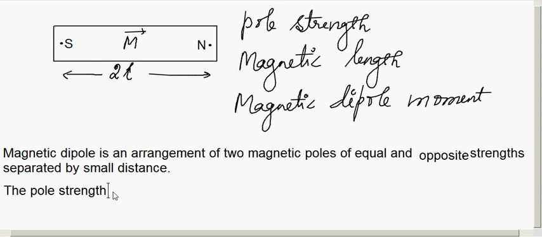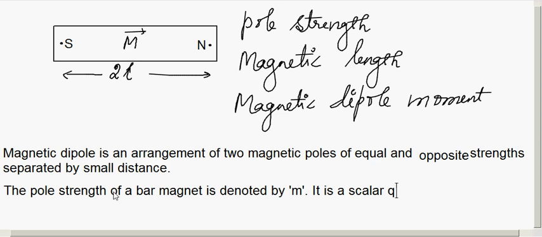The pole strength of a bar magnet is denoted by small m, and it's a scalar quantity, remember. Its unit is ampere meter. The pole strength is denoted by small m and its unit is ampere meter.